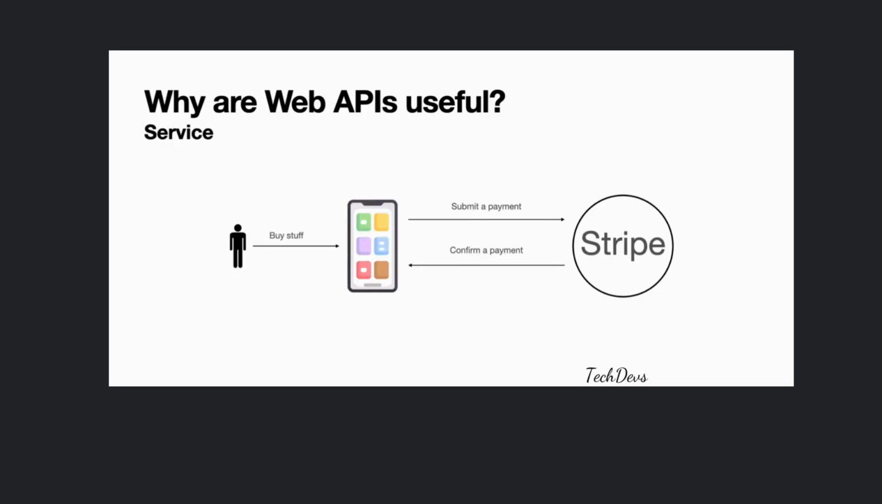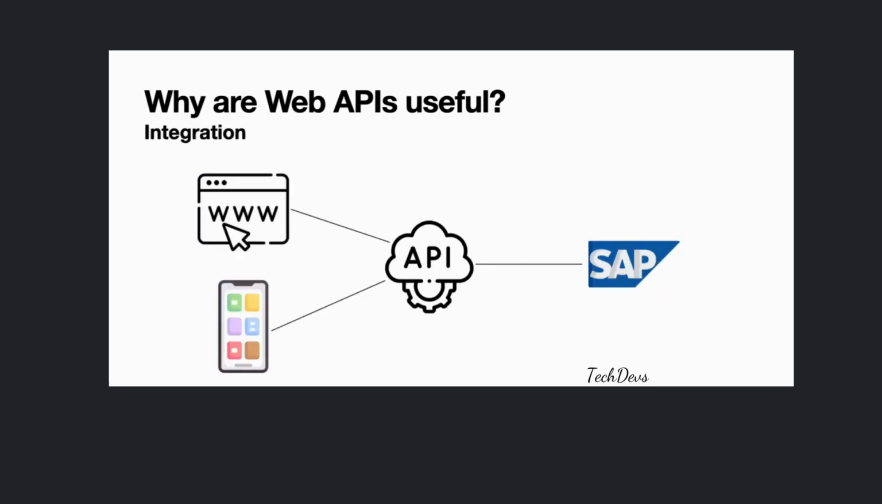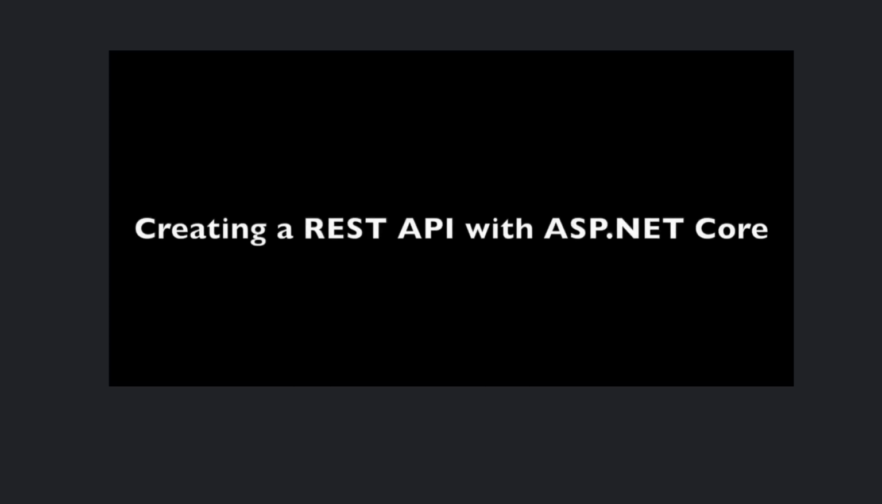A web API can provide a service. You can use the Stripe API, for instance, to integrate payments in your application. You can also use a web API to create a backend for a mobile application or a single-page application. A web API can also be used to exchange data between two different systems. Now that we know what a web API is, it's time to create one.